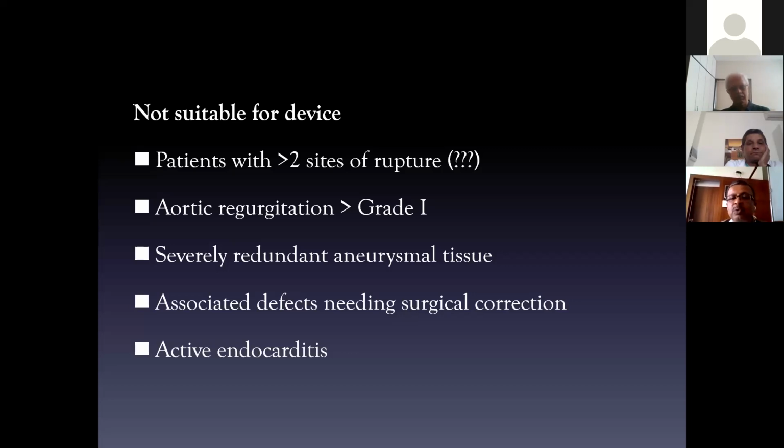Aortic regurgitation more than grade 1, I don't think we should do closure with a device. I think it is going to increase in the majority of the cases. In the initial stage, about 7-8 years back, we attempted 1 or 2. I know that it worsened the grade 1, so we sent them for surgery. Severely redundant aneurysm tissue, we will not be able to close. Associated defects needing surgical correction like a VSD, I think we have referred for surgery. Active endocarditis, no business to close with the device.